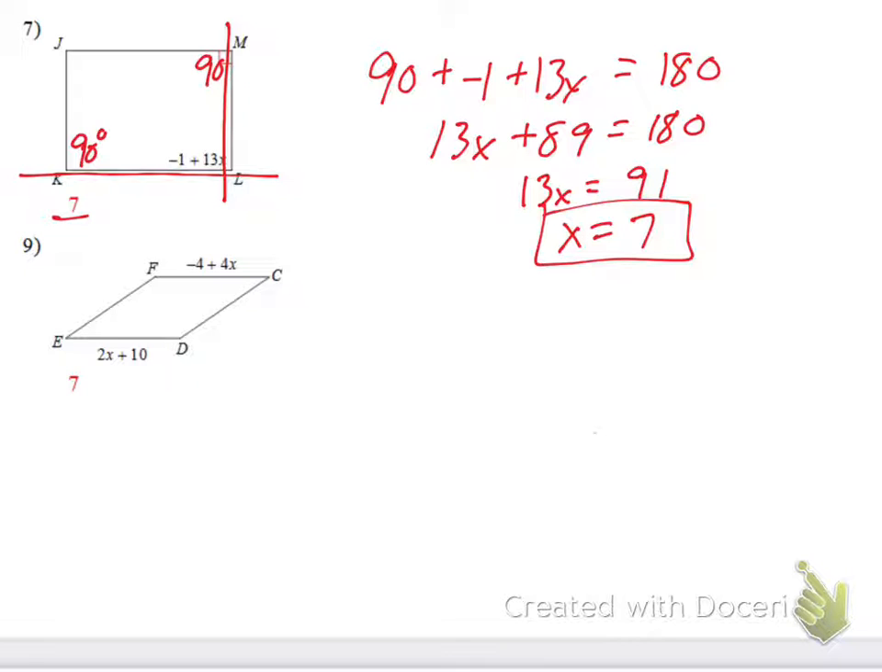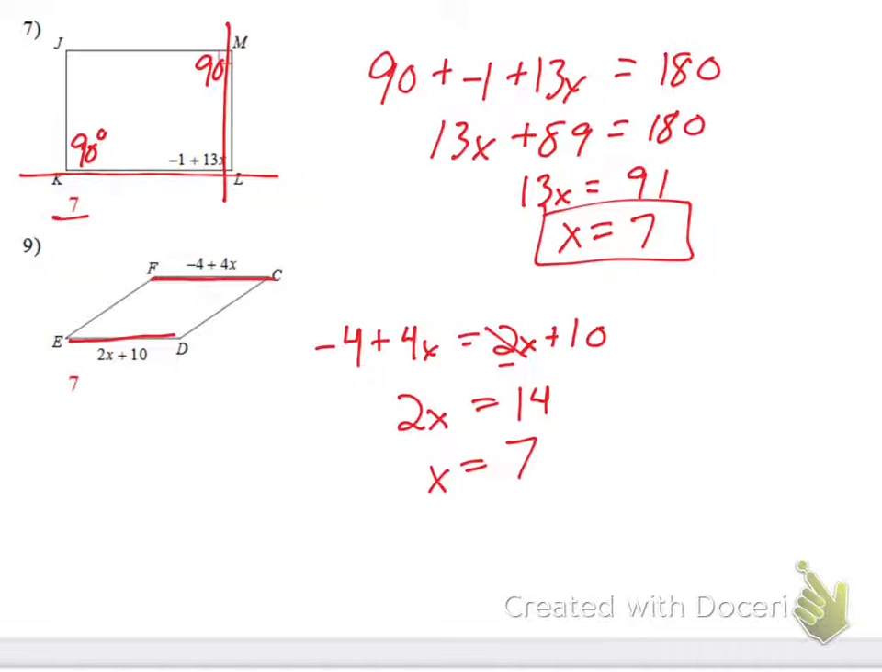All right, so in a parallelogram, opposite sides are parallel, but then they're also congruent. So I just need to set these equal to each other. So negative 4 plus 4x is equal to 2x plus 10. Bring the 2x over, and then bring the 4 over, positive 4. That is going to equal 14, so x is equal to 7.